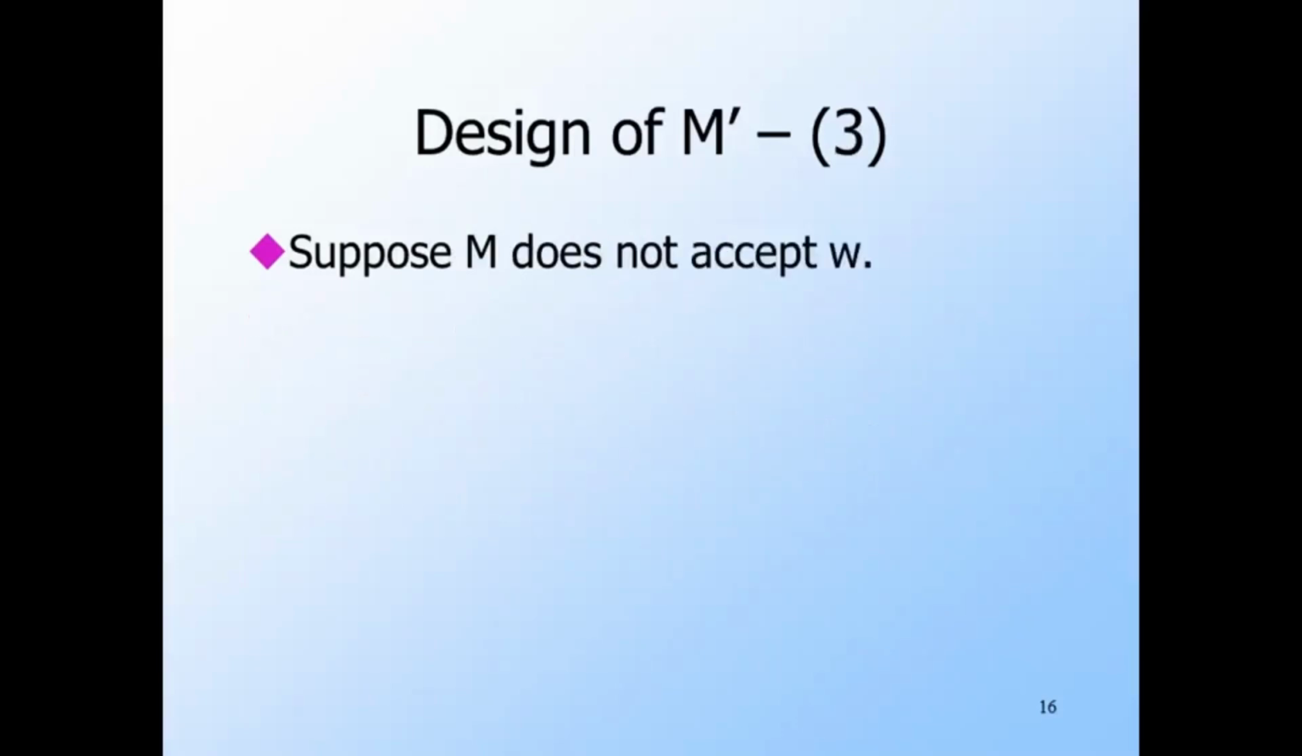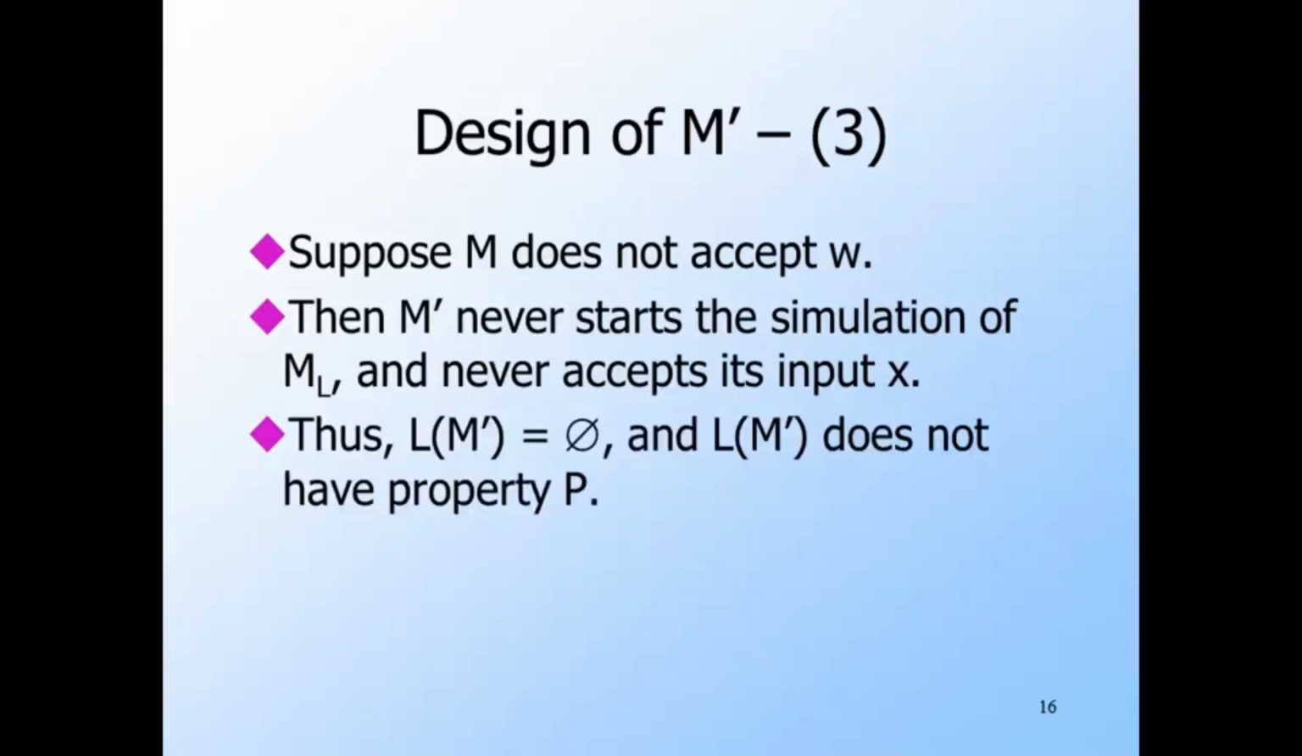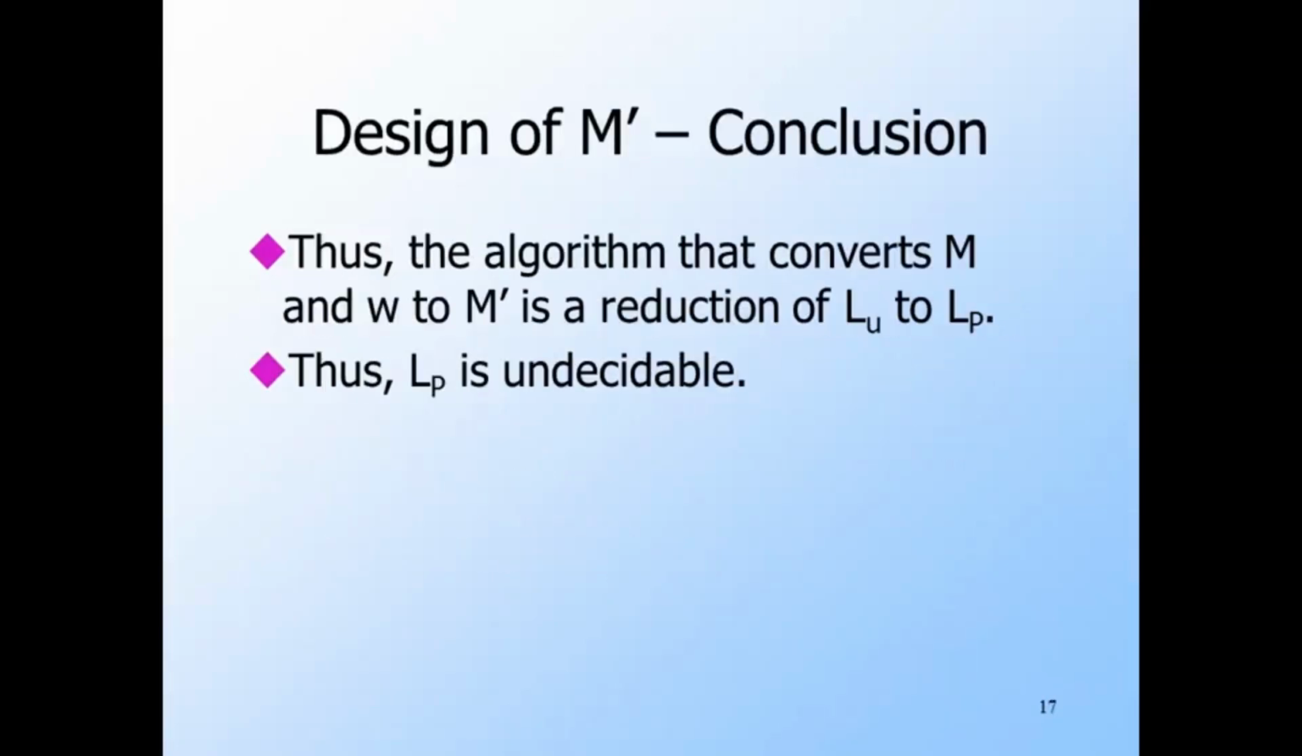Now look at the opposite case where M does not accept W. Then M prime never even starts the simulation of M sub L, and therefore M prime cannot accept its input X. That is, in this case, the language of M prime is the empty language. We know the empty language does not have property P. Thus, if M does not accept W, M prime is not in the language LP. We conclude that the algorithm we described for converting M and W to M prime is a reduction of L sub U to LP, and therefore that LP is undecidable. That is Rice's theorem.